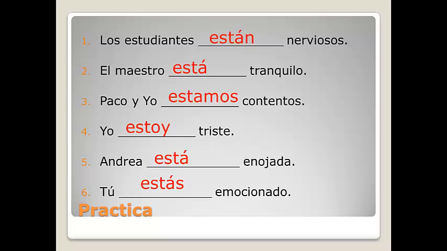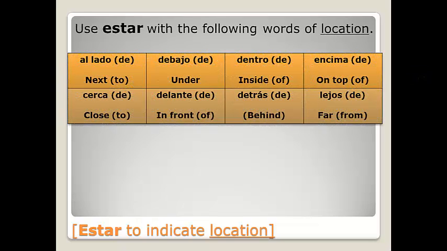Now again, notice how all of your adjectives do agree in gender and in number with your subject. So the other time that we use estar is not with feelings, but with locations. So the following words of location you have on your vocabulary list, and we use these to compare the locations of two different things. So we have al lado de, debajo de, dentro de, encima de, cerca de, delante de, detrás de, and lejos de.